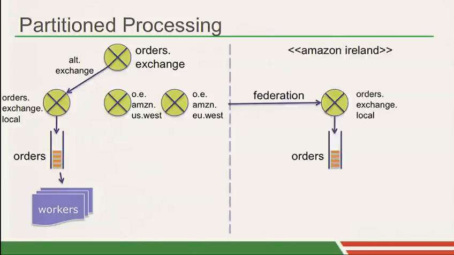Nothing's happening. Meanwhile, over in Ireland, we've got another orders exchange local. It's the same name as the one I had in corporate HQ so that my worker process could be exactly identical. It's got an orders queue bound to it, and we'll be able to feed workers from it. Here comes the magic. When I want to do the bursting, what I do is I create what's called an exchange-to-exchange binding, from my orders exchange over in my corporate HQ to the EU West exchange. When that binding's in place, messages will flow into the EU West exchange in my corporate HQ, which will hop over the federated link and pop up in Ireland.